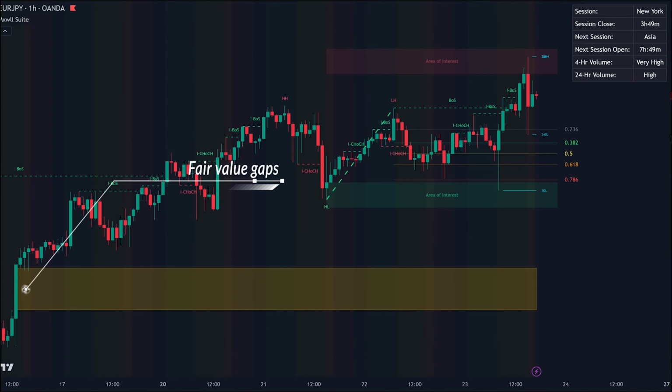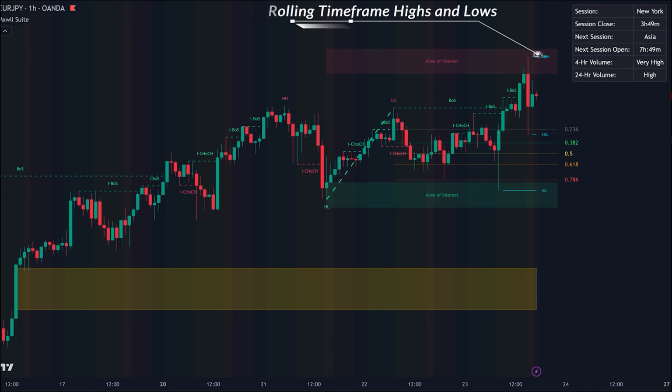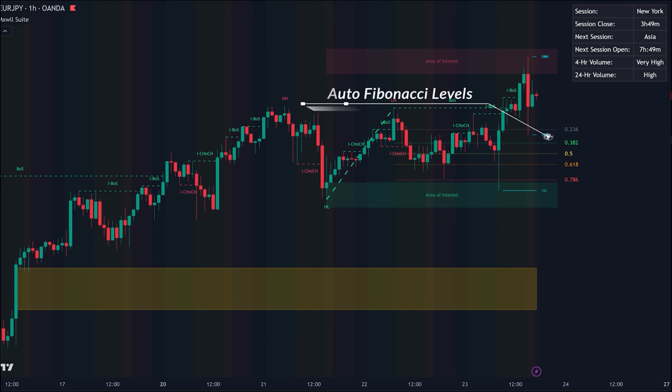Fair value gaps. It represents a price range where the market moved very quickly in one direction, creating a gap that didn't allow for normal trading activity. Rolling time frame highs and lows. This tracks the highest and lowest prices over specific rolling periods, giving you up-to-date support and resistance levels. Auto Fibonacci levels. The indicator automatically calculates and shows Fibonacci retracement levels on the chart. These levels help you find potential points where the price might reverse.